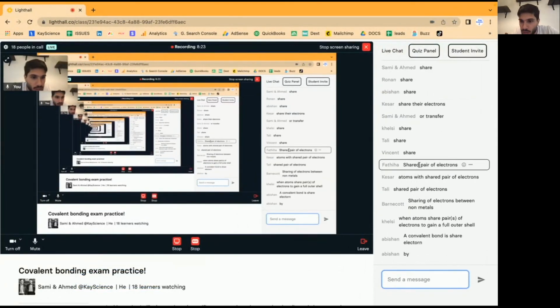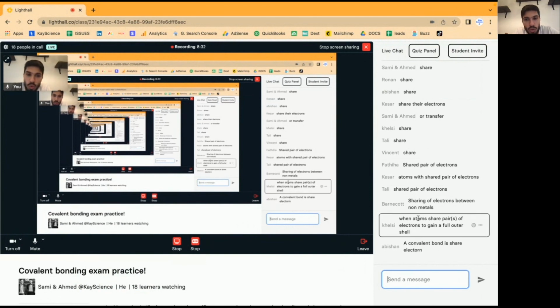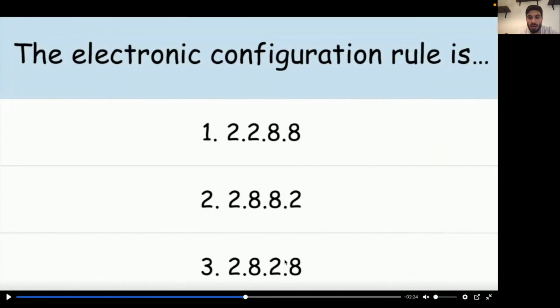Okay, shared pair of electrons, atoms with a shared pair of electrons, shared pair of electrons. Excellent. Literally, that's it. It's not shared electrons, it's a shared pair of electrons. All you need to say is shared pair of electrons. Excellent. That will get you 2 marks.